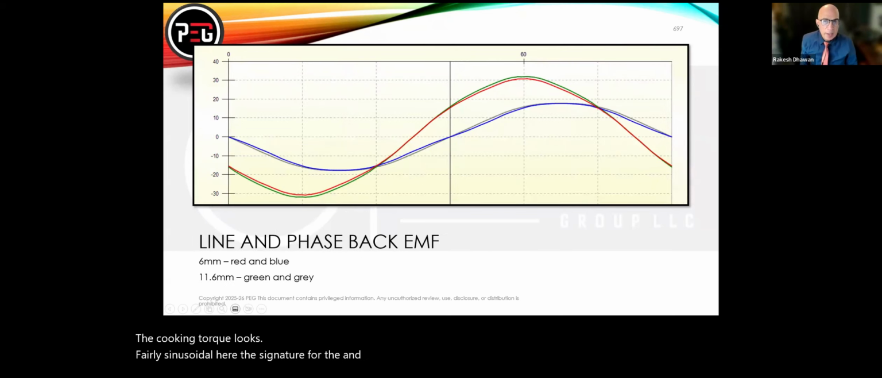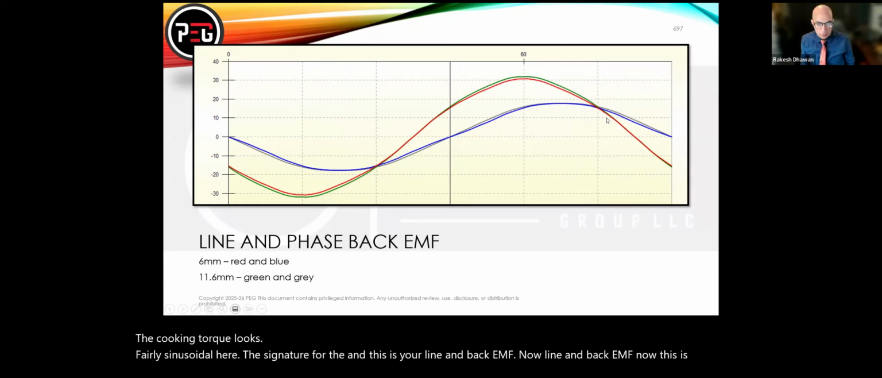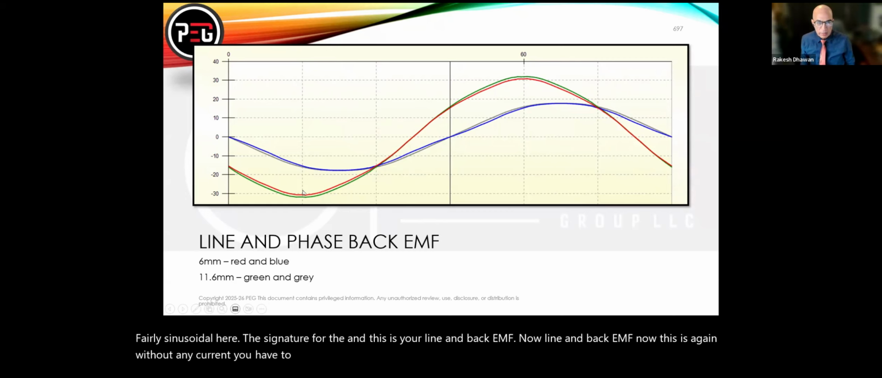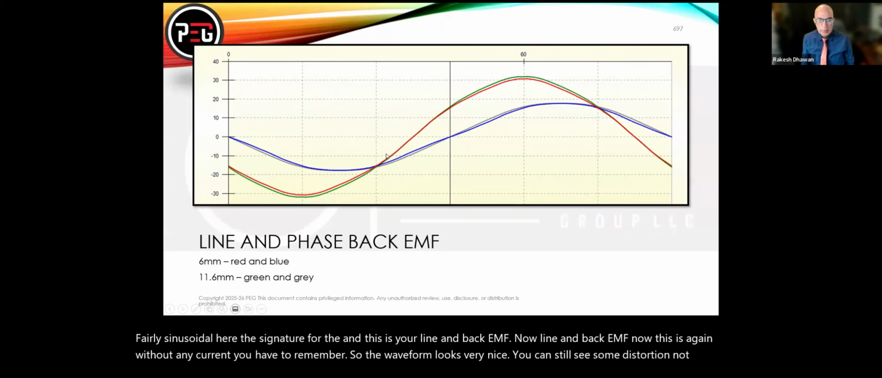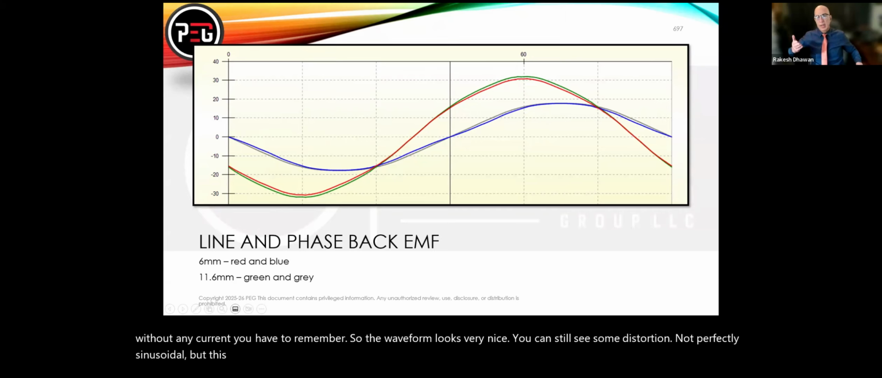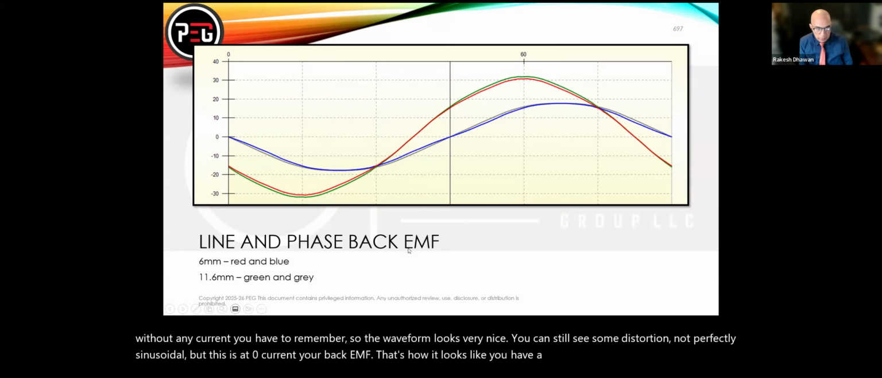And this is your line-to-neutral back EMF. Now, this is again without any current. You have to remember the waveform looks very nice. You can still see some distortion, not perfectly sinusoidal, but this is at zero current, your back EMF. That's how it looks. You have a line and phase back EMF.